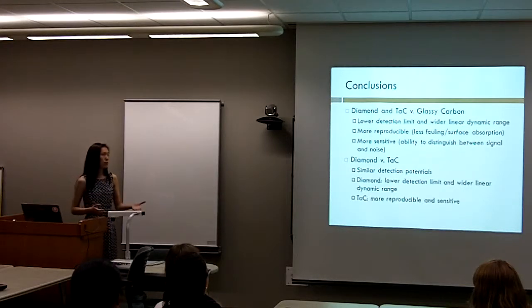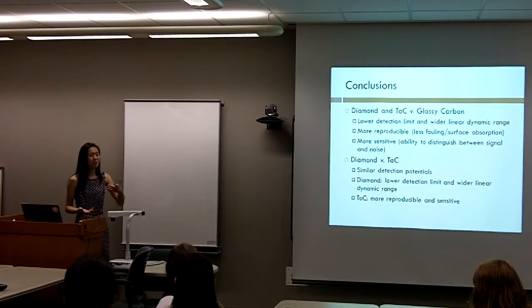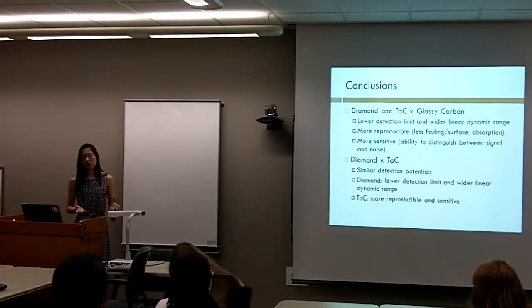The values are more reproducible, indicating that there's less fouling or surface absorption on the electrode. And basically, fouling is when analyte accumulates on the surface of the electrode, preventing future reactions from occurring. Diamond and TAC are also more sensitive, so it's better at distinguishing between signal and noise.